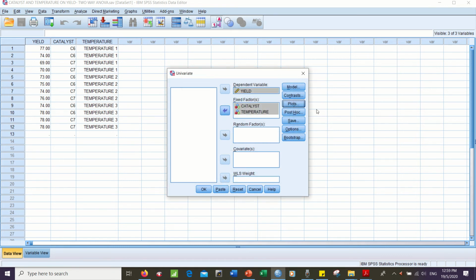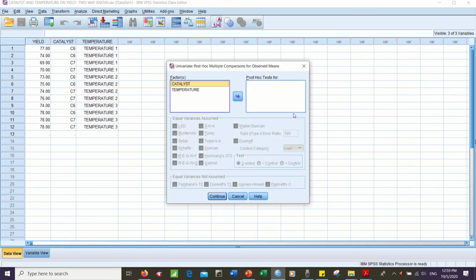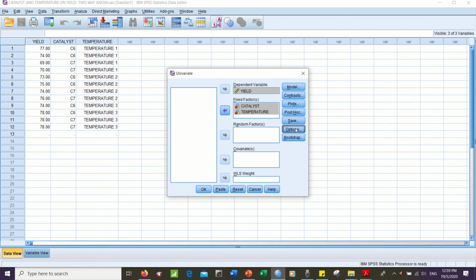So click continue. Post hoc: because there are only two levels of catalyst, two different catalysts used, post hoc is not required for that. But for temperature, we have three different groups. That's why we need post hoc for temperature. So click temperature, transfer that to post hoc test. I would go for Tukey. So click continue, and then you can click options.